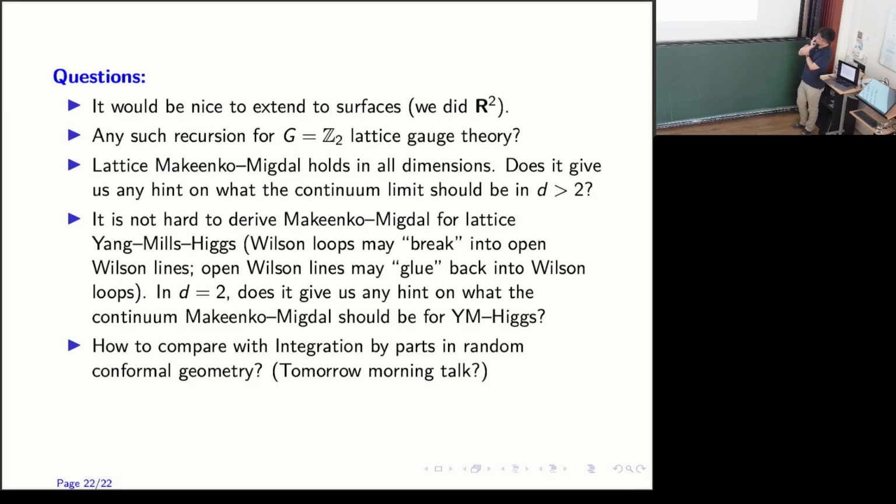Also, if you couple Yang-Mills on the lattice with a matter field such as Higgs, one can also easily derive a loop equation in this case. It's not just closed loops. You can also look at open Wilson lines, where on the 2 ends you put 2 Higgs fields. These gauge-invariant observables also satisfy nice recursions. The loop may break into an open line, and an open line may glue back to a loop. Even in 2D, does it give us any hint what the continuum loop equation should look like for the Higgs model, for example?